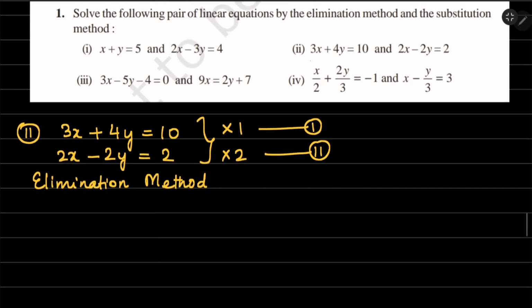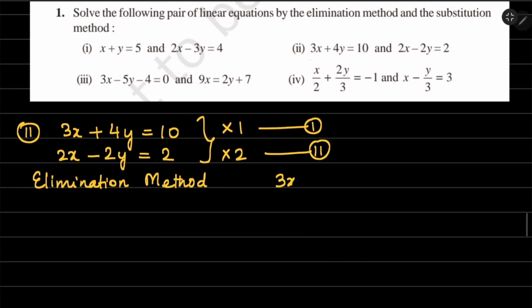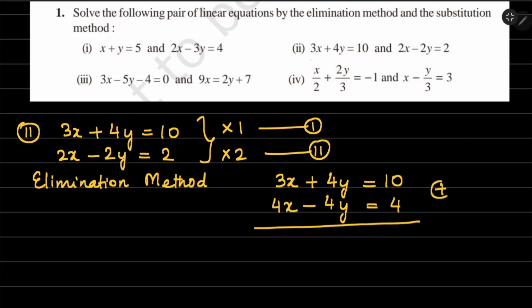Okay, so when you're multiplying the first by 1, it will remain as it is: 3x plus 4y is equal to 10. The second equation you are multiplying throughout by 2, so 4x minus 4y is equal to 4. Right? Just add them up.